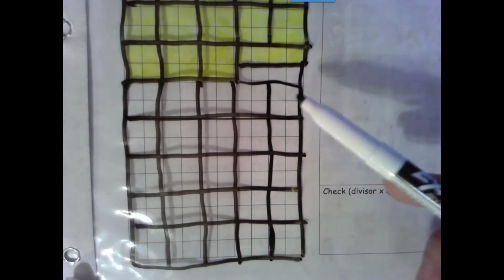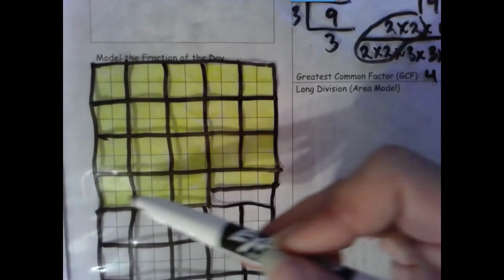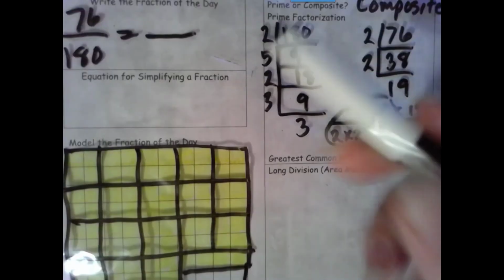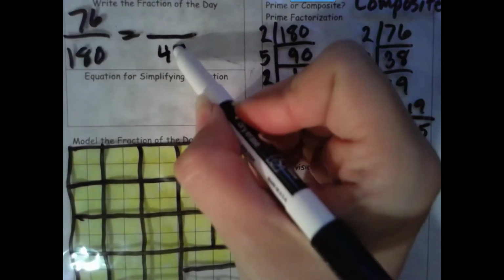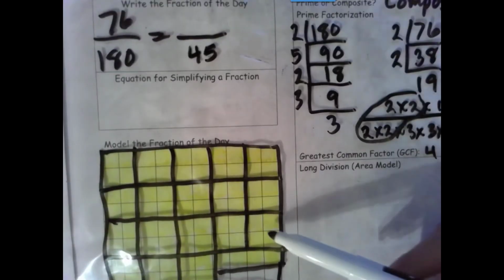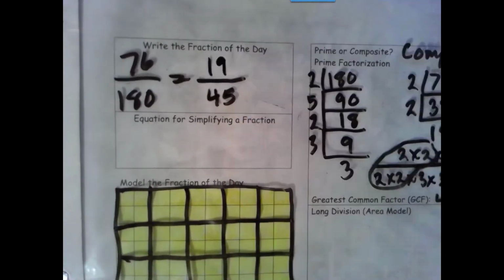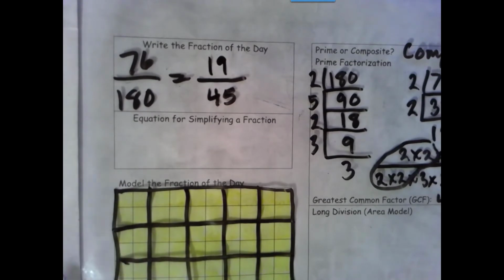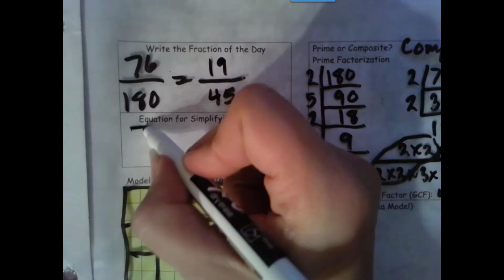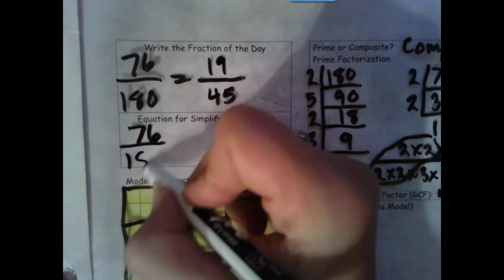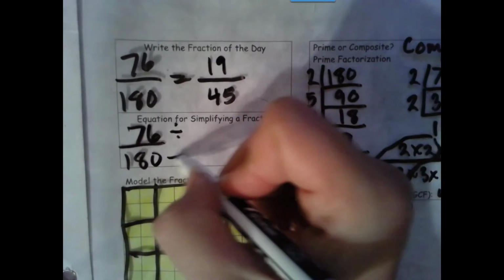Alright, so I've made all my groups of 4. And the way I made my groups, it's easy to count because I have 5 groups of 4 in each of my rows here. So I have 5, 10, 15, 20, 25, 30, 35, 40, 45 total groups. And I have 5, 10, 15, 16, 17, 18, 19 shaded in. Okay, now that I've done my division with my model, let's go ahead and use our algorithm to divide both of these by 4.